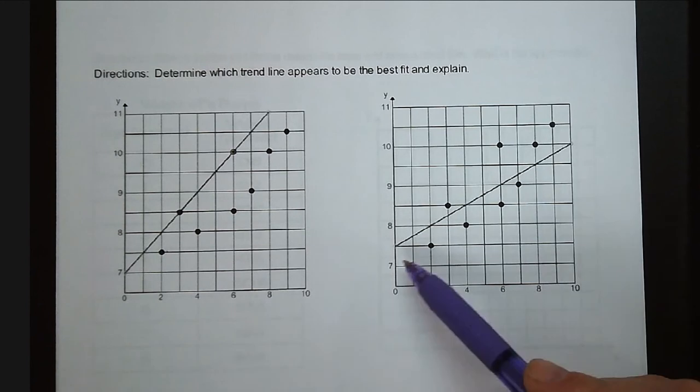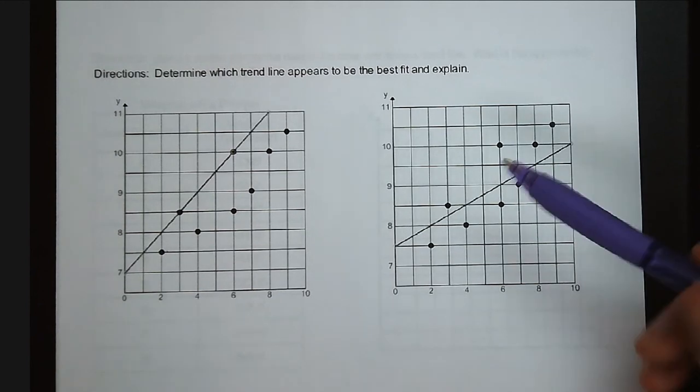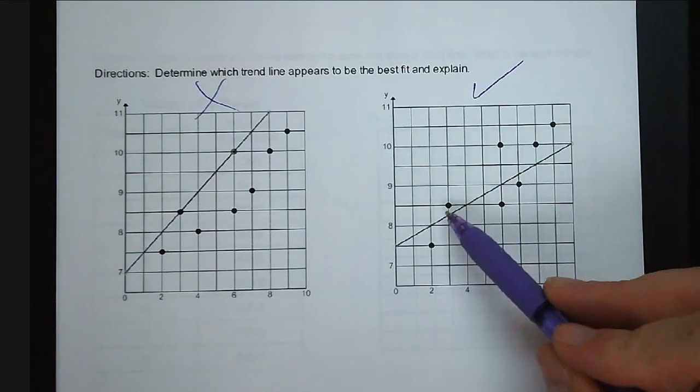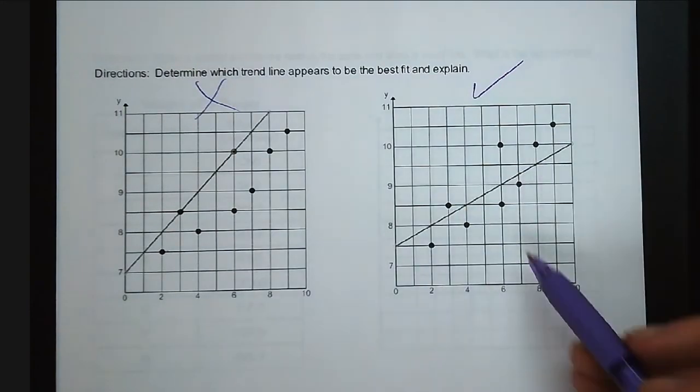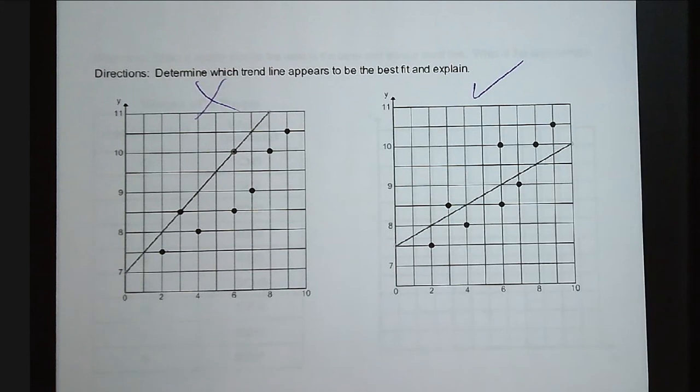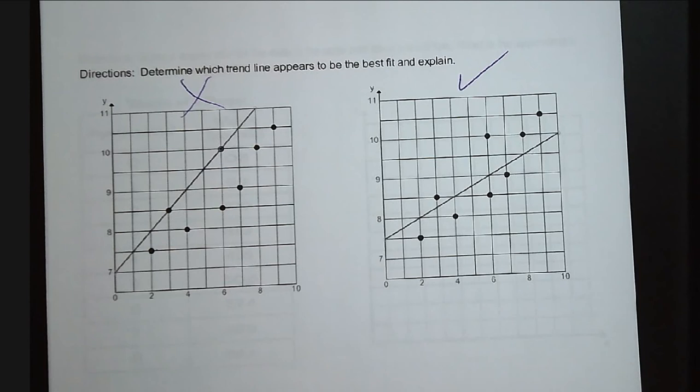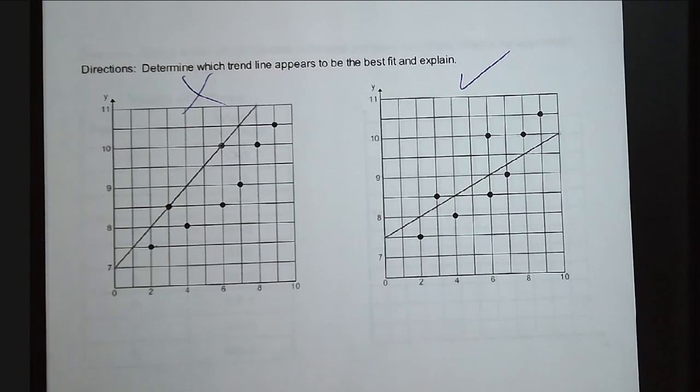I would say the second one is a much better fit because we've got 1, 2, 3, 4 data points above and 4 data points below. So that trend line looks like it's going right down the middle of those data points. So that's a good one. All right.